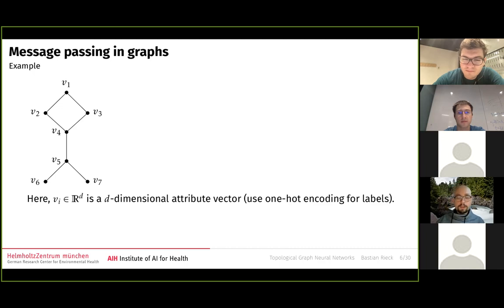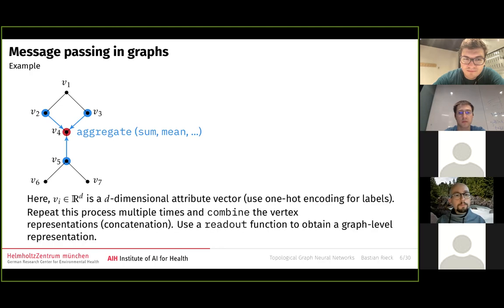So here we start with some node. Let's take a look at this in the middle. And we look at its neighbors. And we start collating their high-dimensional neighborhood information, their high-dimensional attribute information, and aggregate them somehow using an aggregation function, which can be a sum function, a mean function, or something even more complex. So that's the building block of modern graph networks, I would say.